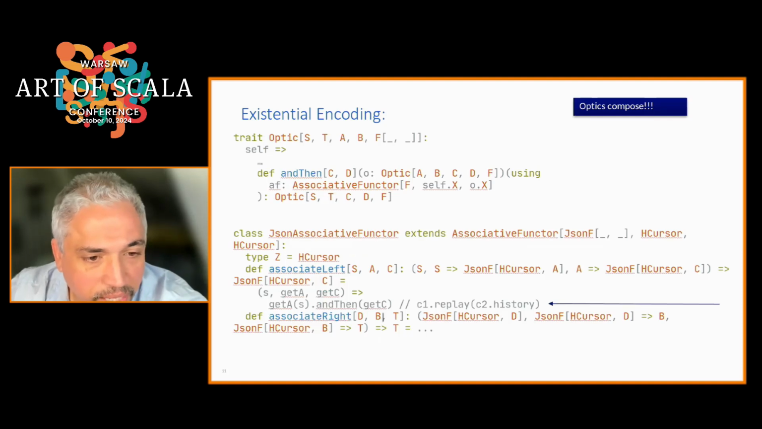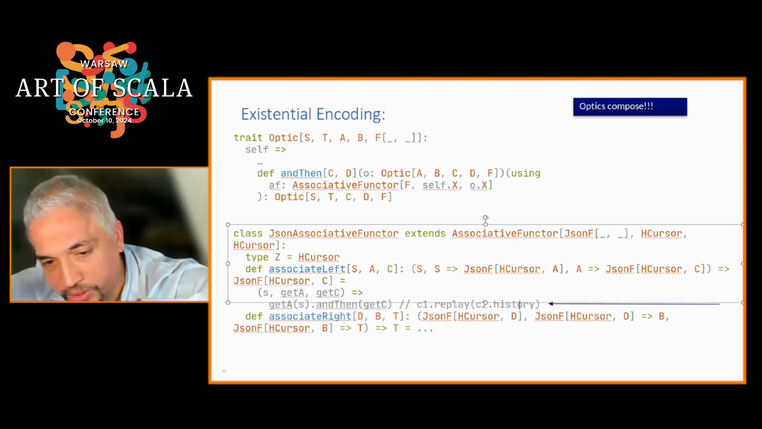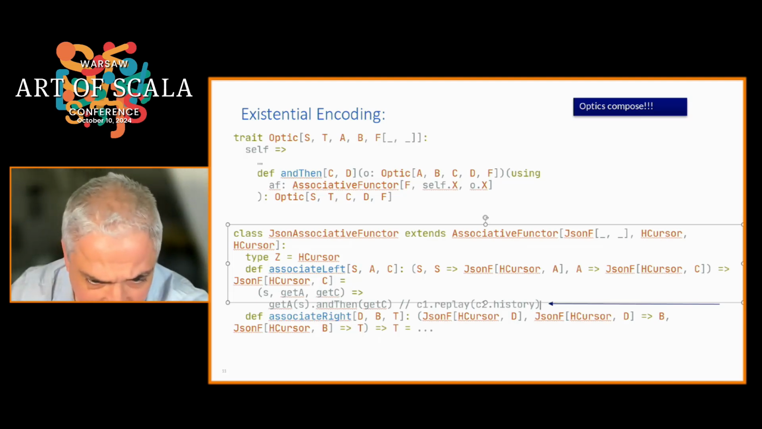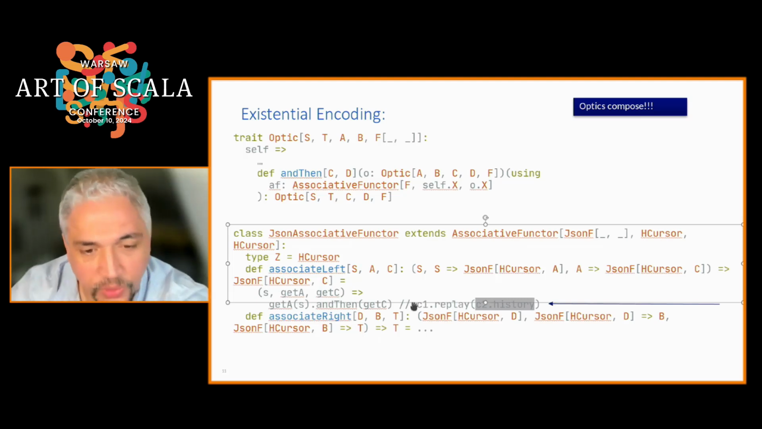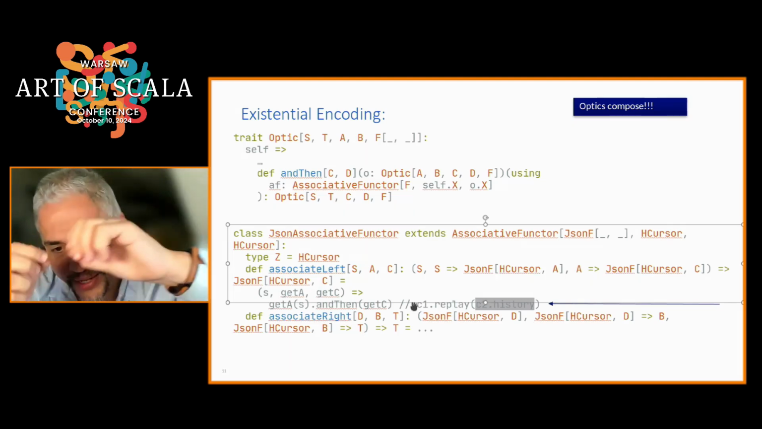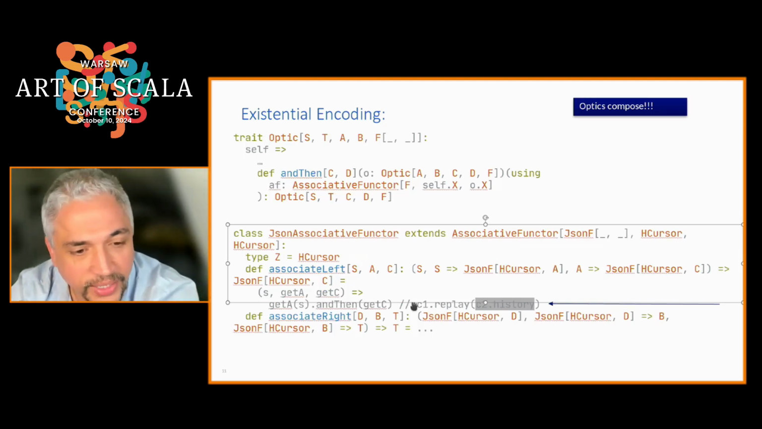And you'll see that in the composition of the optics, the intermediate step is still the HCursor, and you see that you're able to replay the mutations, the operations of one JSON cursor, the history, onto the parent cursor. And now you get a cursor that is now navigated further nesting inside automatically for you.